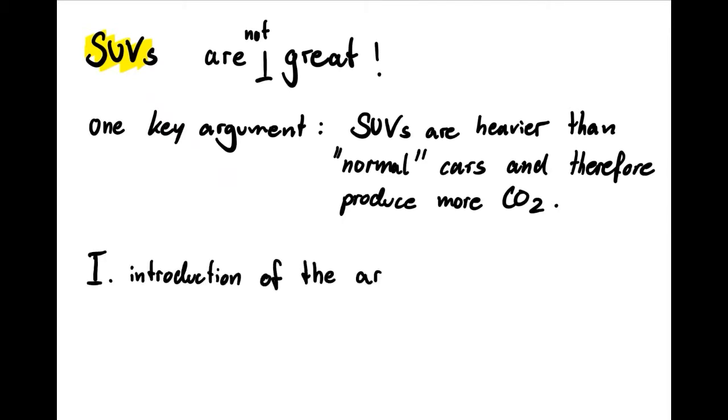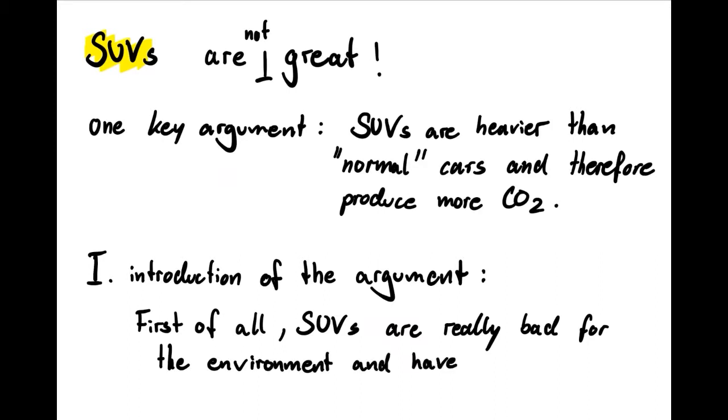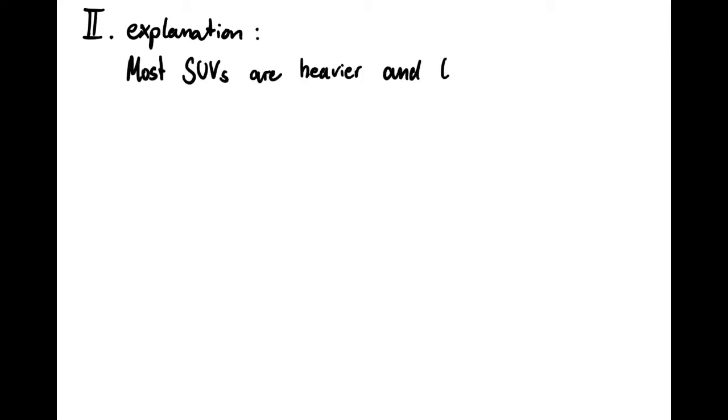The first step is the introduction. Here you sum up your argument in 1 sentence. I tried that by formulating the sentence: first of all, SUVs are really bad for the environment and have a bad influence on the climate. I don't need to explain my argument here, because that is step 2, explanation.